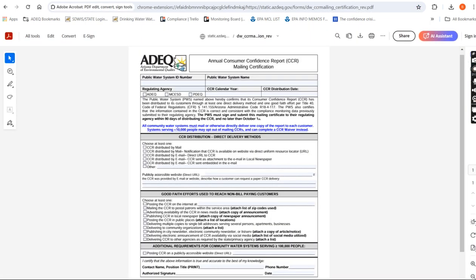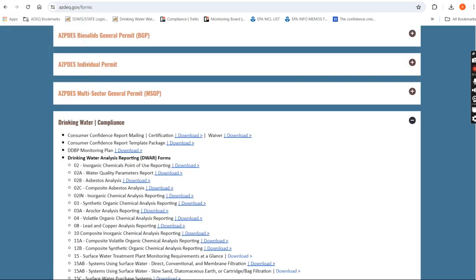All right, so next, this is just back to our forms page. Just as a brief reminder, azdeq.gov/forms, and under drinking water compliance, you can find all of the CCR forms right here. So I'm looking at the mailing certification and mailing waiver.